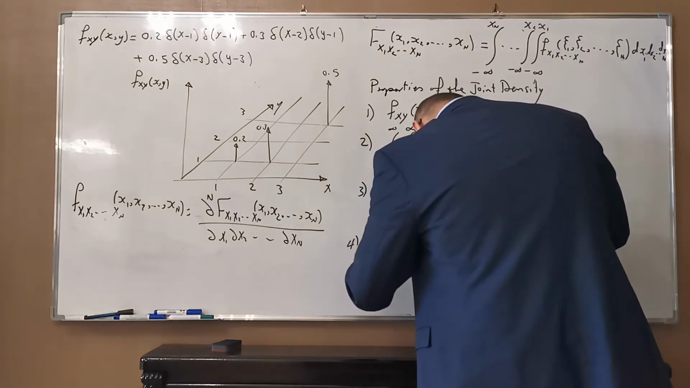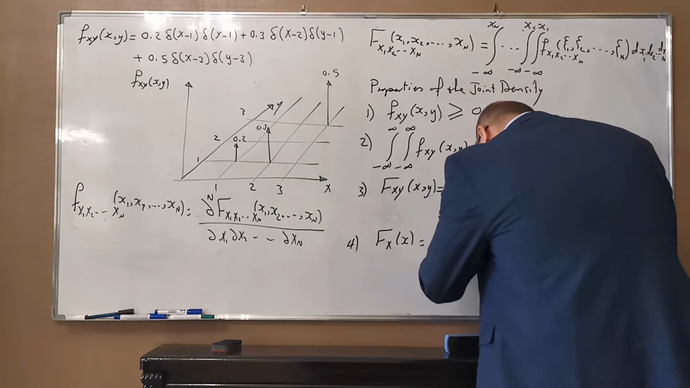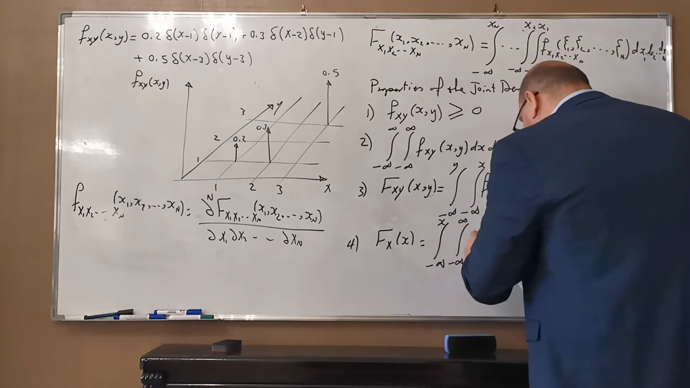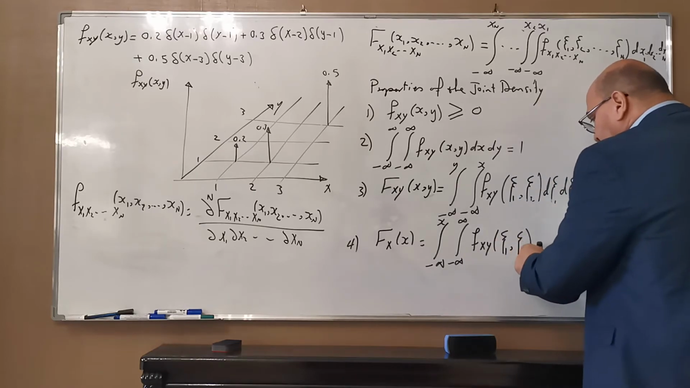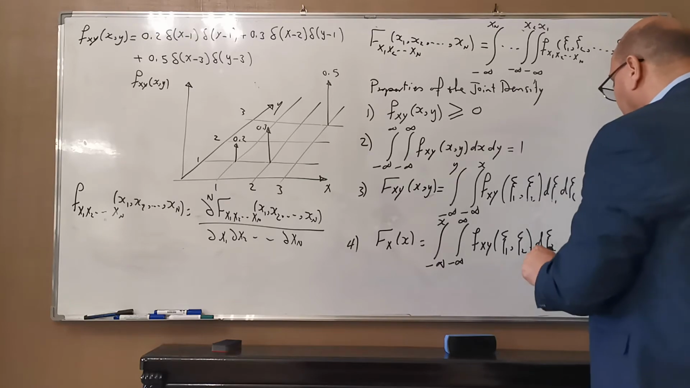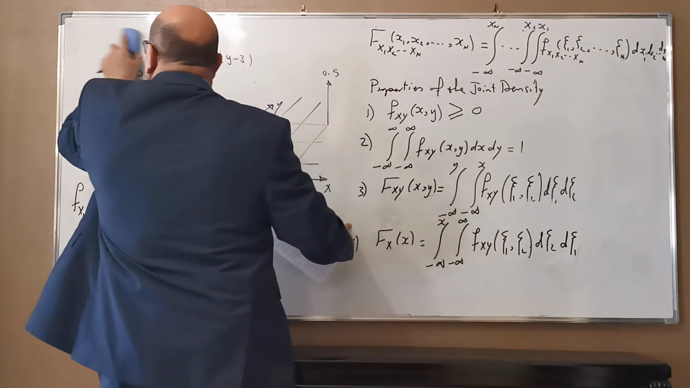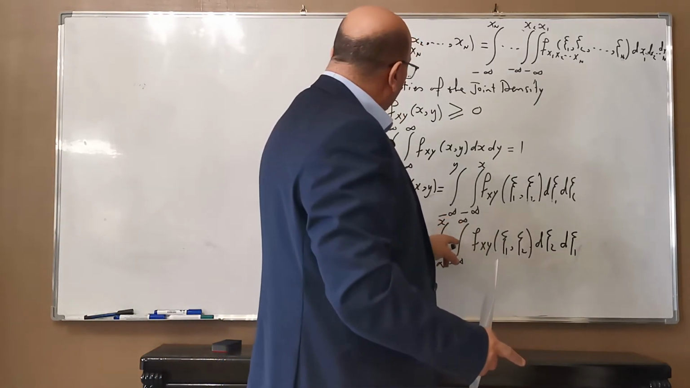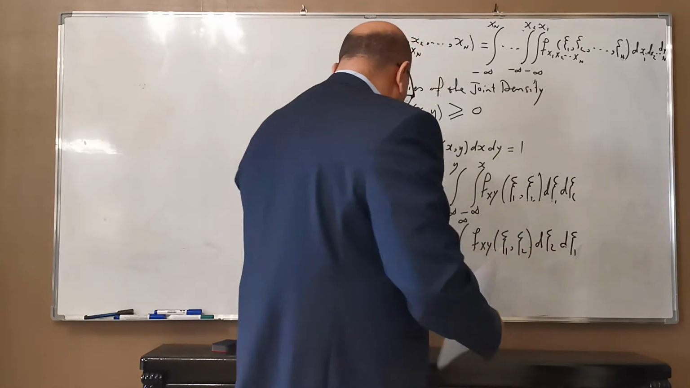Number 4: F_X(x) is equal to the double integration, the first one inside from minus infinity to infinity, and the second one from minus infinity to x. So you are doing the inside integration with respect to y. So this is f_XY(z1,z2), but the integration inside is over z2 and the integration outside is over z1. With the inside integration, you totally get rid of z2, so you end up with x, you integrate over x, and you get F_X(x).